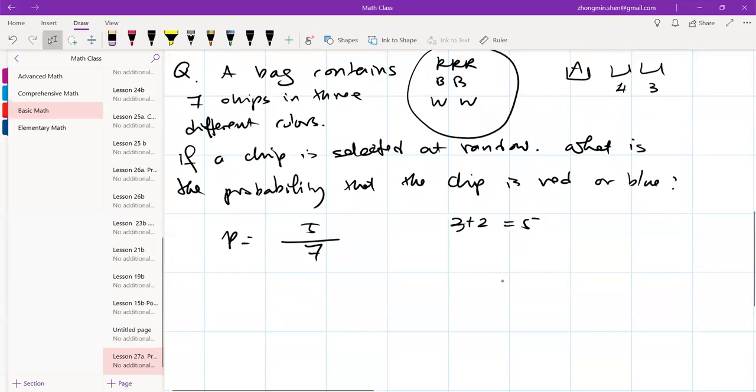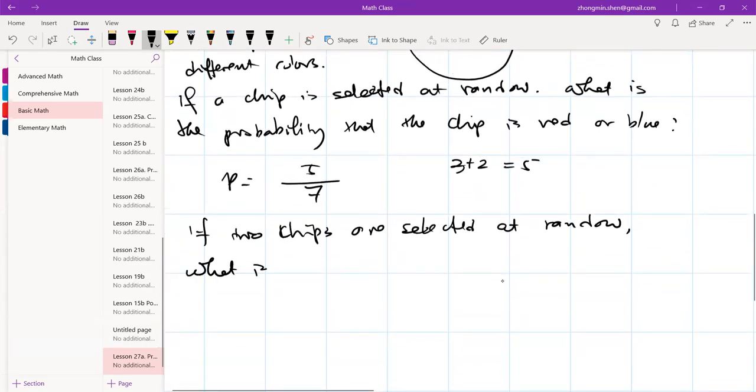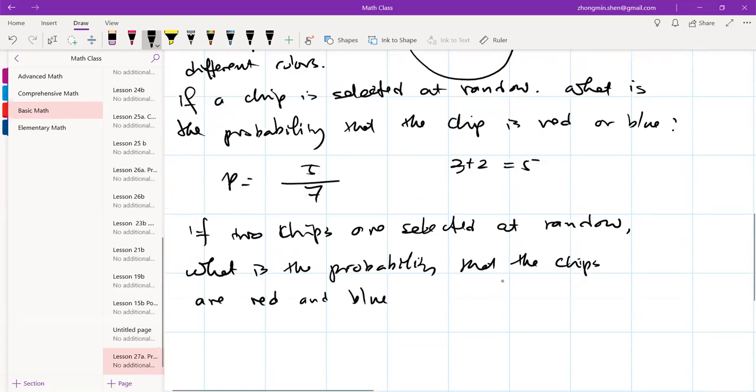Now, if 2 chips are selected at random, what is the probability that one of the chips is red, one of the chips is blue? One is red, the one is blue, okay, each.